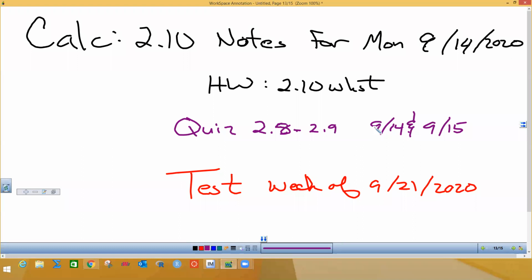All right, so these are the last notes from Unit 2, and you should be starting this homework on Monday the 14th, which I'm not going to be here in the afternoon because I have a doctor's appointment.